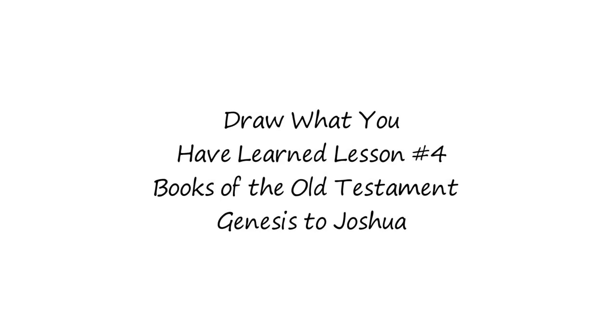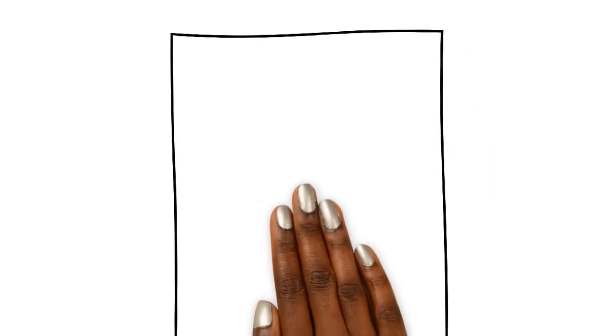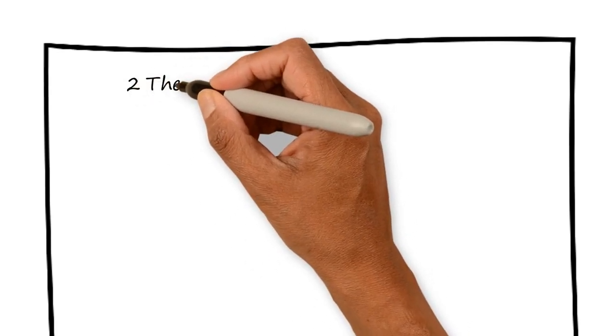Now it's time to draw what you have learned. Grab your blank piece of paper. First, let's review what you've learned about the themes in the first 12 chapters in Genesis.